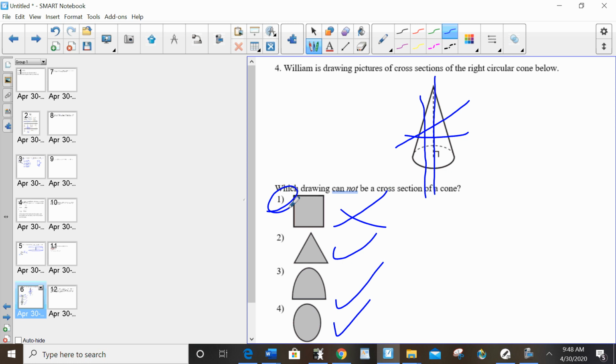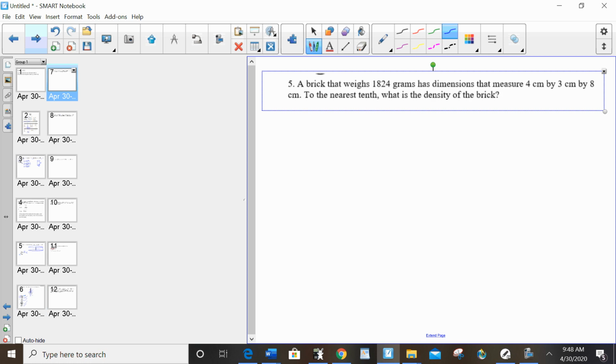So you can look back at the cross sections lesson if you need to. A lot of students have trouble spatially seeing in their mind. That's why we use the Play-Doh if you need help with that. So again, if you're not comfortable with this, I would go back to the cross sections video and watch that.